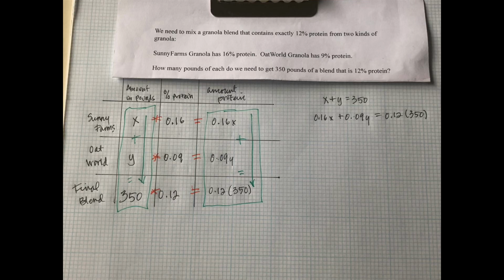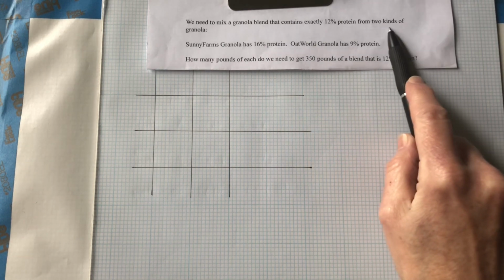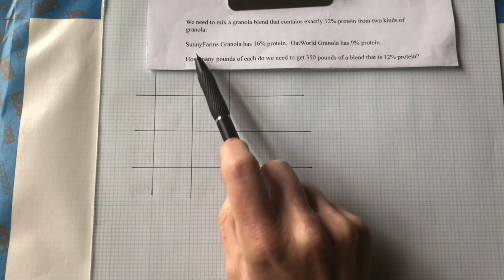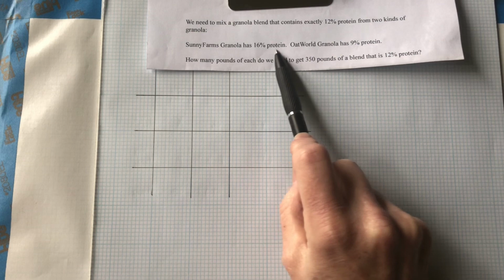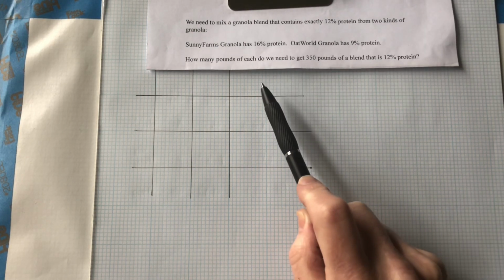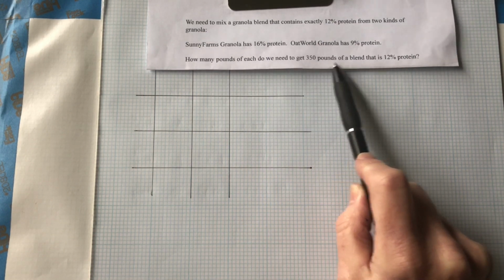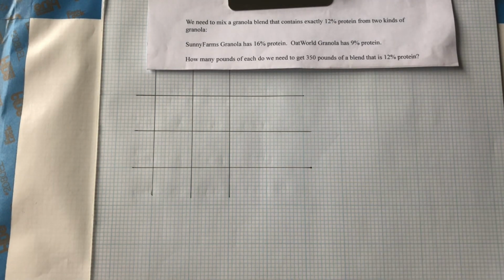Hey guys, welcome. In this video, I'm going to show you how to do a word problem like this. It says, we need to mix a granola blend that contains exactly 12% protein from two kinds of granola. Sunny Farms granola has 16% protein. Oat World granola has 9% protein. How many pounds of each do we need to get 350 pounds of a blend that is 12% protein?